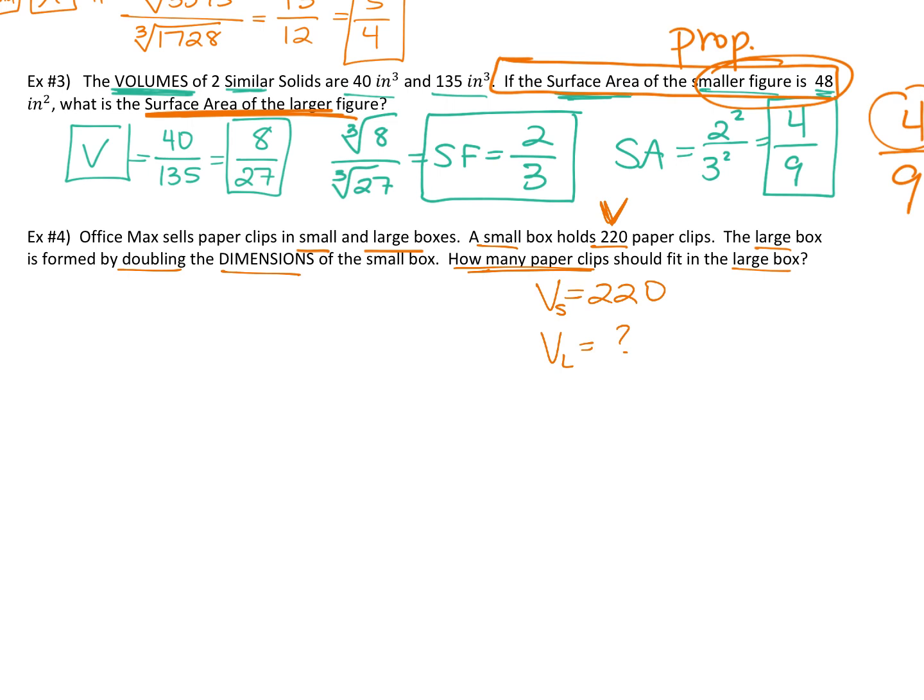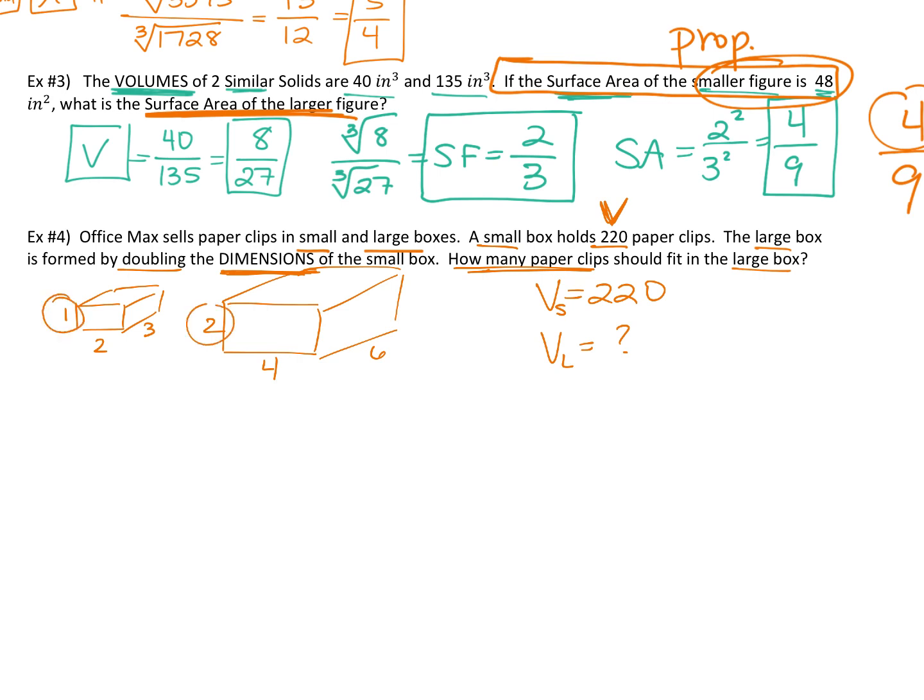What else do we know? But we doubled the dimensions, right? So it's basically saying if this is our small box, you don't have to draw this picture, but I'm just going to draw it to give you a visual here, right? So if this was 1 inch tall, now it's going to be how tall? Double. If this is 2 inches wide, how wide is it here? 4. If it's 3 inches long, now it's 6, right? So we just doubled the dimensions.